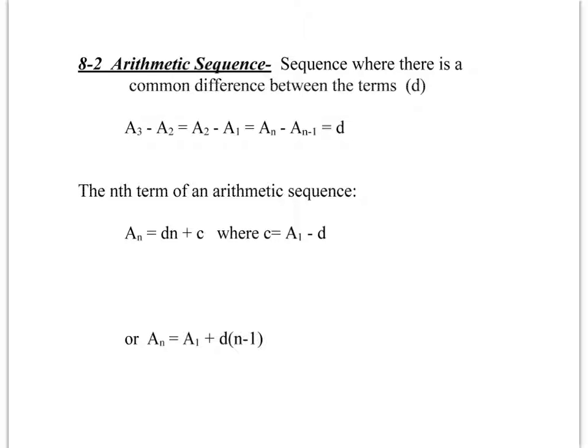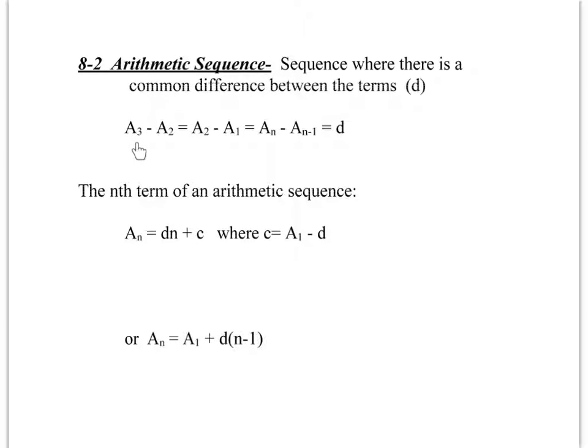Alright, boys and girls, welcome to our second video lesson in Chapter 8, 8-2, our lesson on arithmetic sequences and series. An arithmetic sequence is a sequence where we're adding the same thing, or sometimes subtracting the same thing, to get to the previous terms. The thing that we're going to add each time is called the d. We can always find the d by subtracting any two consecutive terms in the sequence.